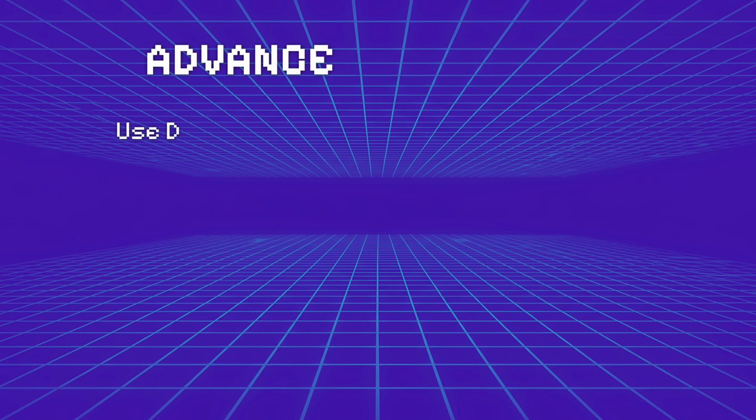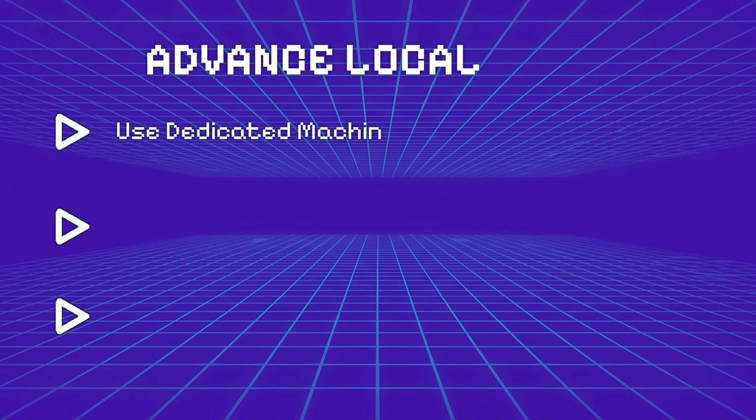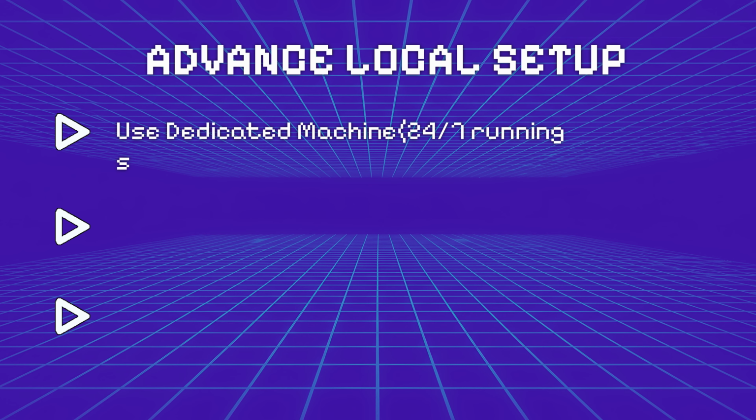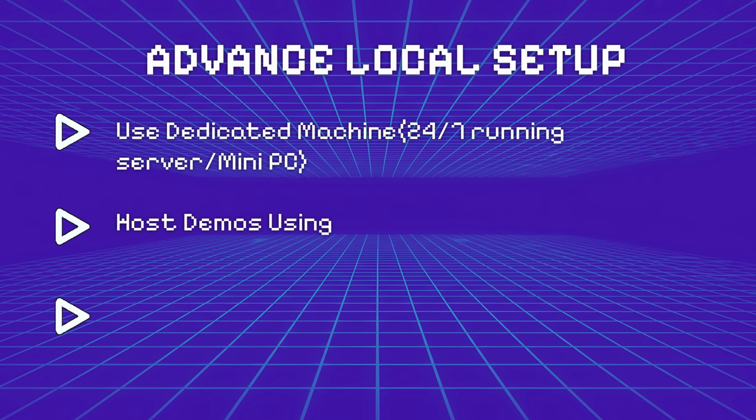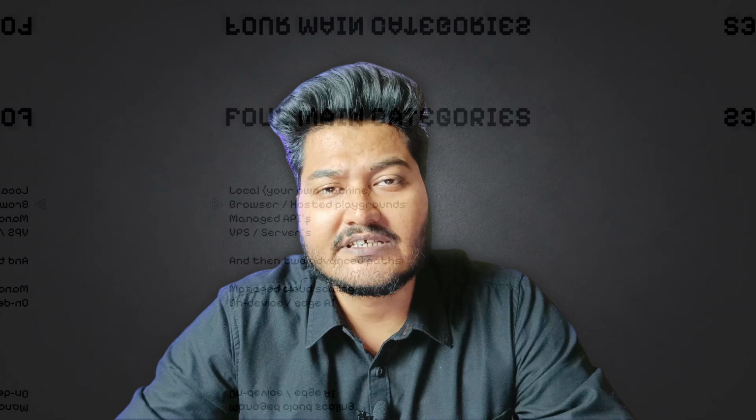As you go deeper, you can use a dedicated machine to run these models 24/7. Basically something like a Mac Mini. Host demos using Cloudflare tunnels or any tunnels. Even fine-tune models locally. But this is where complexity starts increasing. So local is powerful, private, and flexible. But what if you don't want to install anything at all on your PC?